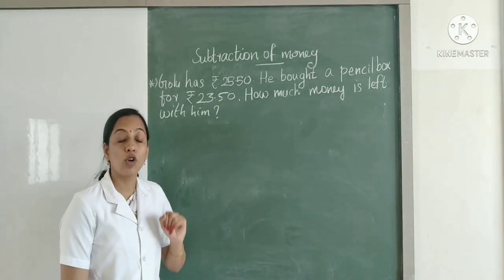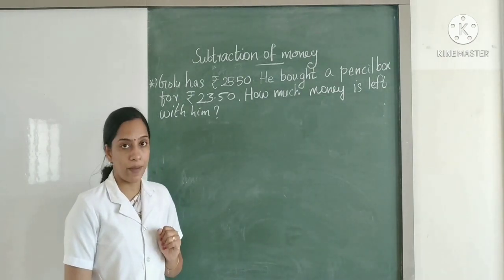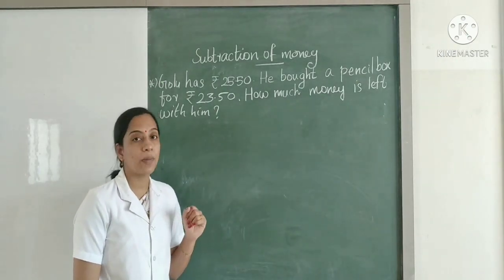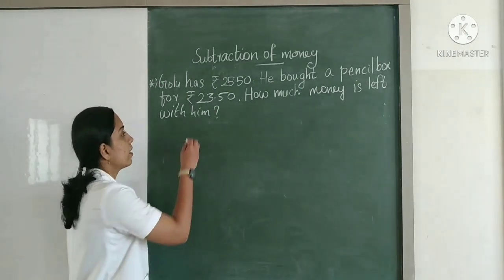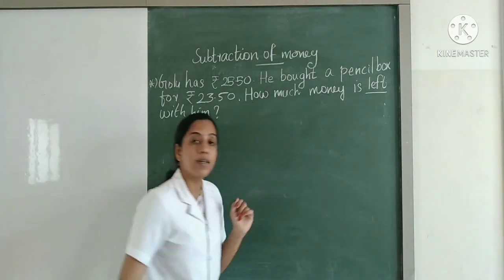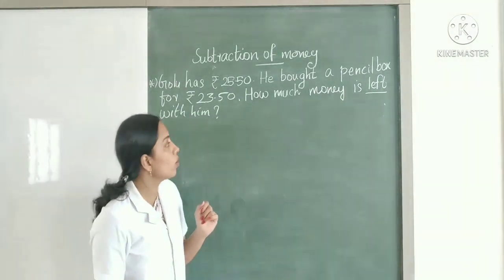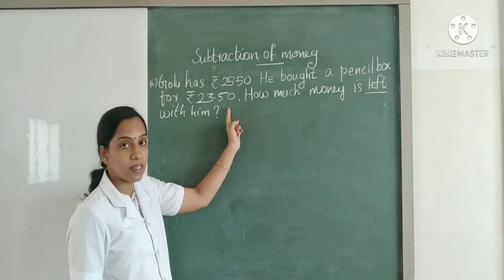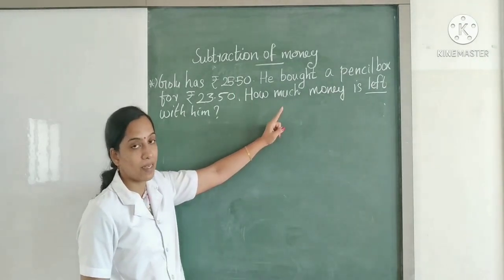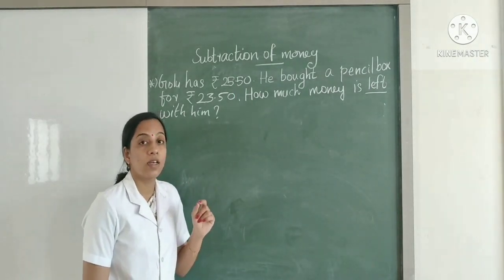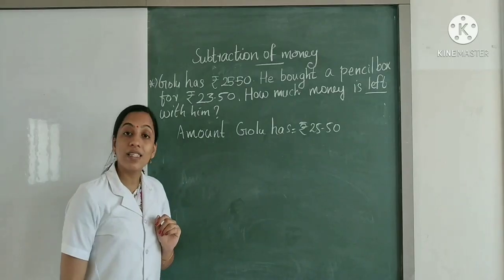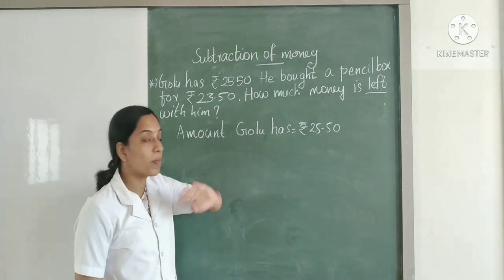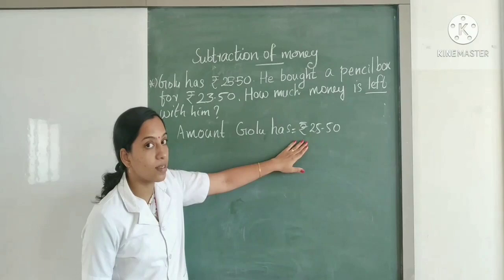What is the question? Golu has 25 rupees and 50 paise and he bought a pencil box for 23 rupees and 50 paise. How much money is left with him? See children, the word left implies subtraction. So to find out the answer, we have to subtract 23 rupees 50 paise from 25 rupees 50 paise. Before subtracting the number, we will write the statements. What is the first statement? Yes, amount Golu has. Golu has 25 rupees and 50 paise. So that is our first statement.